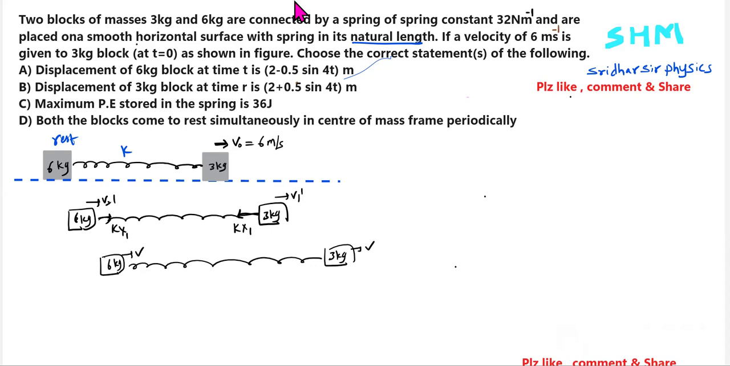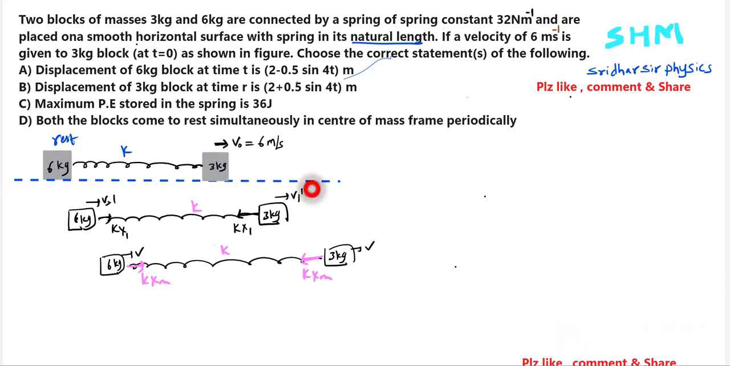And at that point, the spring will have maximum elongation. There's one basic condition: at maximum elongation, both the blocks will have this common velocity. It's one basic idea of the spring. With spring constant K, we'll calculate this maximum elongation. How to calculate this maximum elongation?